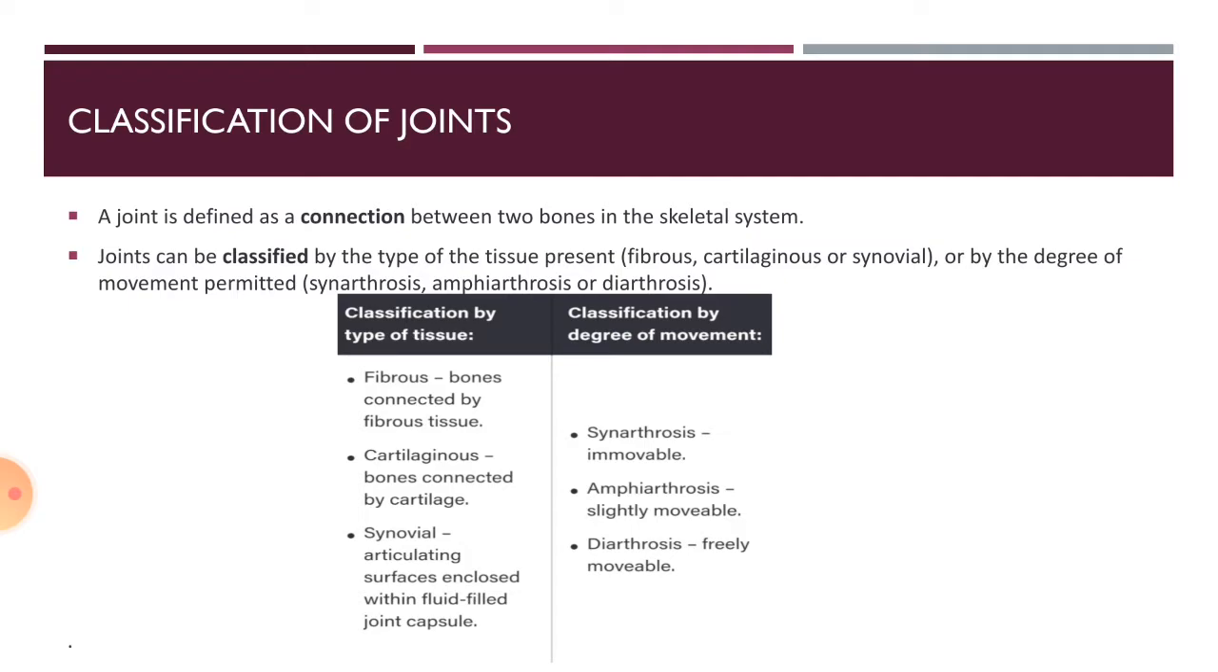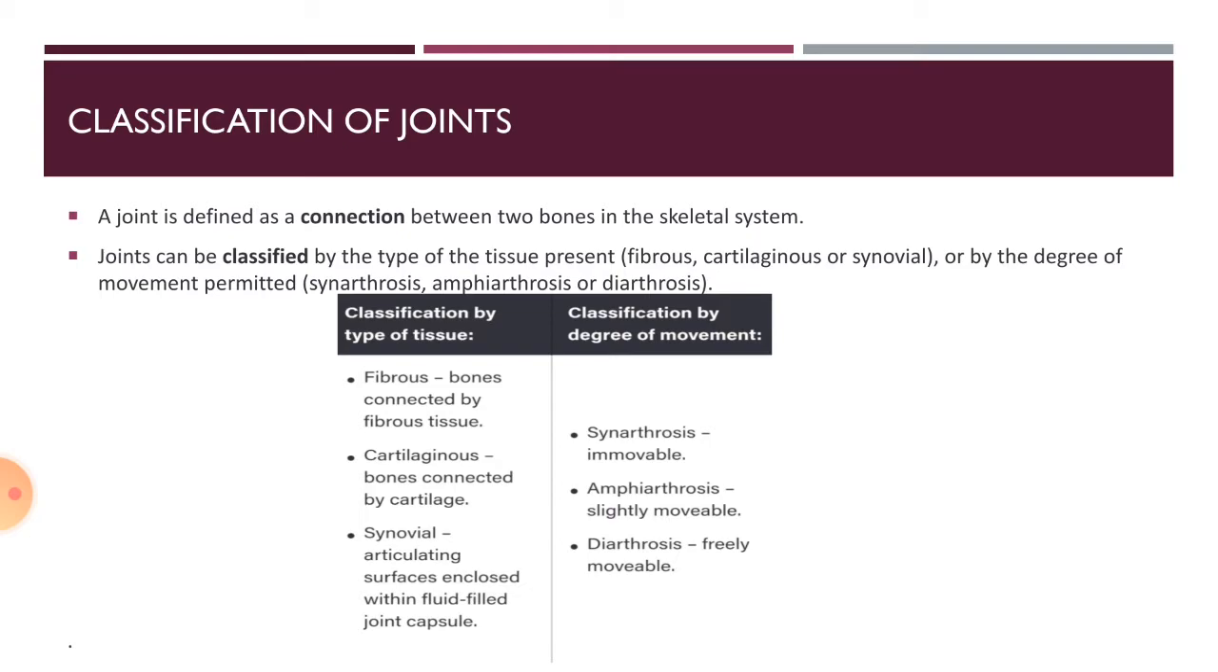The next one is cartilaginous group, and in this group the bones will be connected by hyaline cartilage. The last one is synovial group, and in this group the bones will be enclosed within the fluid filled joint capsule. So this is the first criteria that we use to classify our joints, and that is according to their structure, and we have subdivided them into three groups that are fibrous, cartilaginous, and synovial.